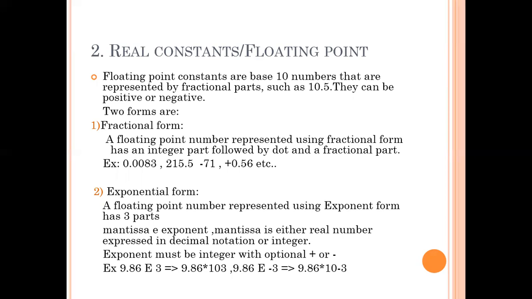There are two forms. A floating point number represented using fractional form has an integer part followed by a dot and a fractional part, for example 0.0083. Okay, 0 is the integer part. After the dot, whatever comes is the fractional part. By default, if it is a floating point number, after the dot there must be 6 digits by default.